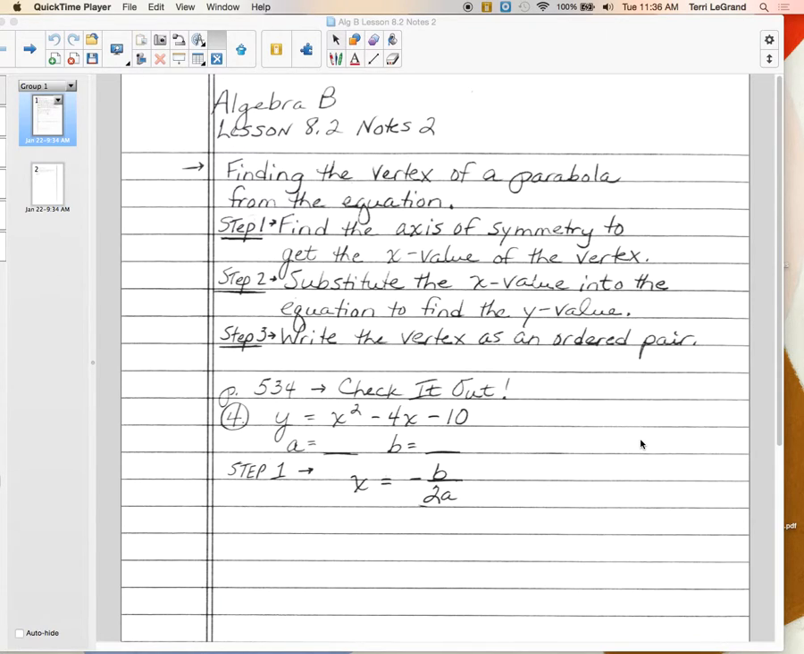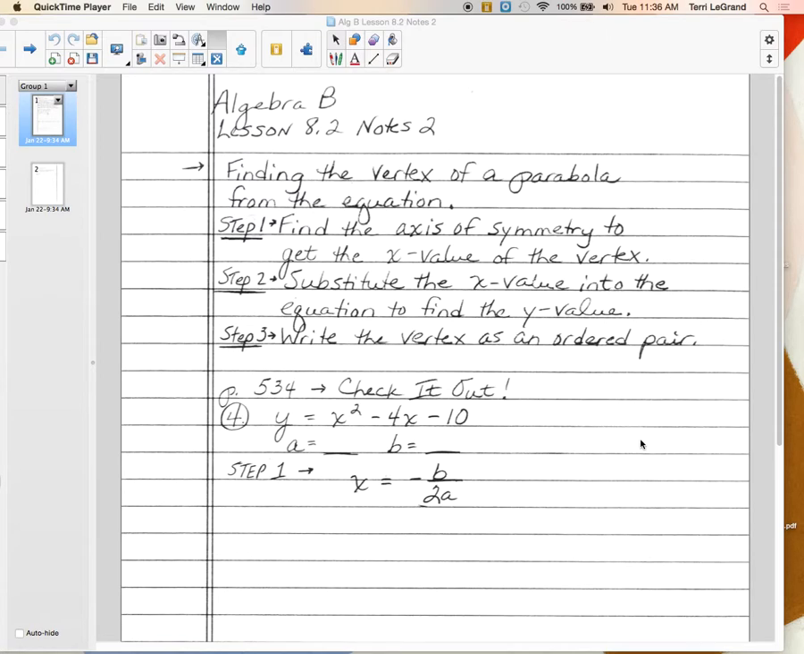Lesson 8.2. What are the two things we worked with being able to find yesterday? What was one of them? Cameron? Axis of symmetry. Where does the axis of symmetry always go on a graph of a quadratic function? Vertex. It always goes through the vertex, right?